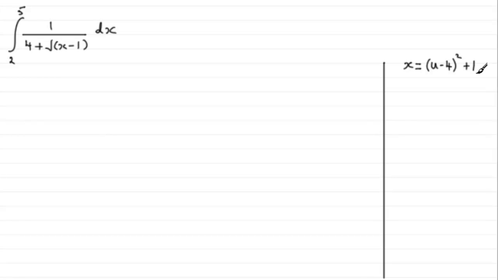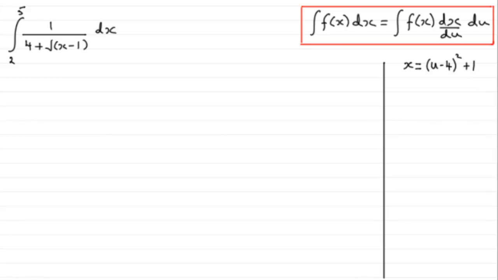So how do we do integration by substitution? Well, if you're unsure of this, you can always look on my website for tutorials on integration by substitution. But as a brief reminder, we use this formula here. The integral of any function of x with respect to x is equal to that integral of f of x multiplied by dx du integrated with respect to u. It's as if these two du's cancel out, leaving us with f of x dx.